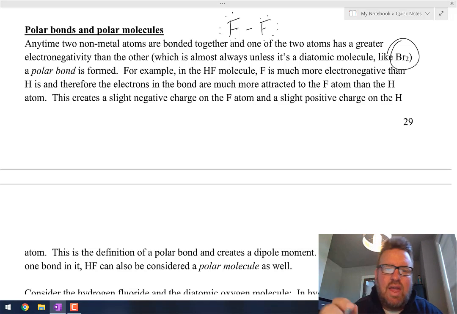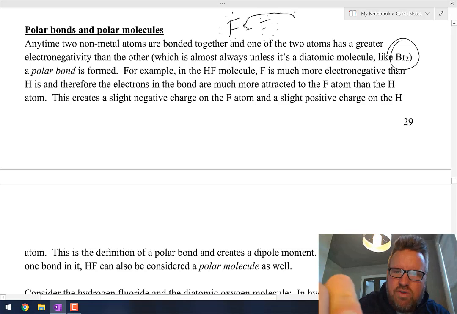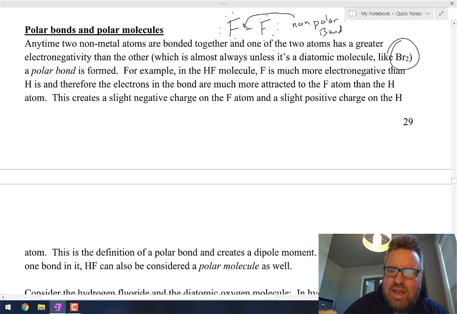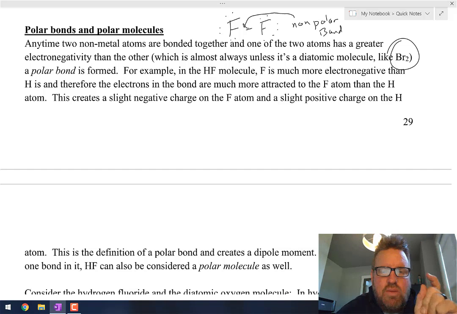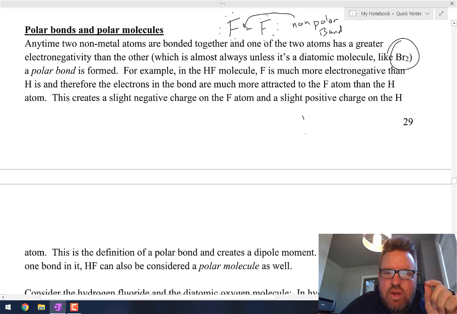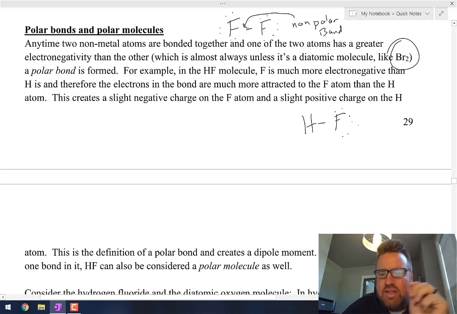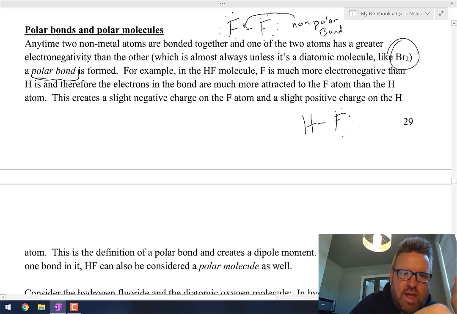Okay, in that case, this bond right here is what's called a non-polar bond. Anytime the electrons are shared equally between both atoms, the bond is nonpolar. However, in most cases, like in HF, one of the atoms, like fluorine, is more electronegative than the other. In that case, because fluorine is more electronegative, the electrons in this bond are more attracted to the fluorine atom than they are to the hydrogen. What that does is create what's called a polar bond.